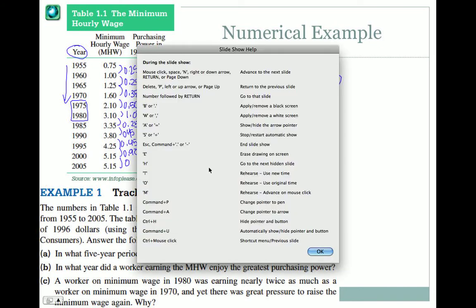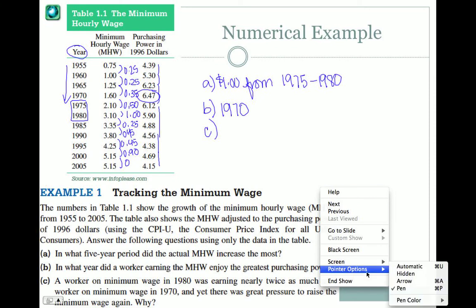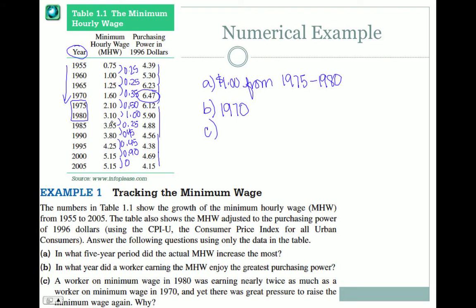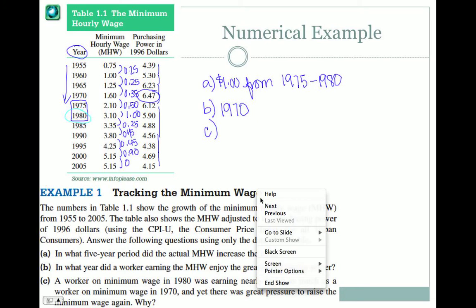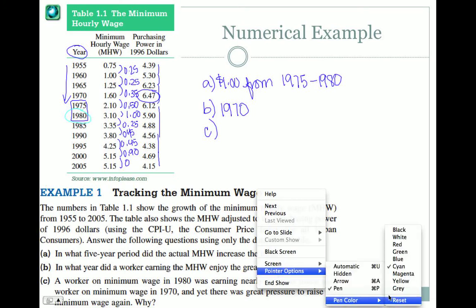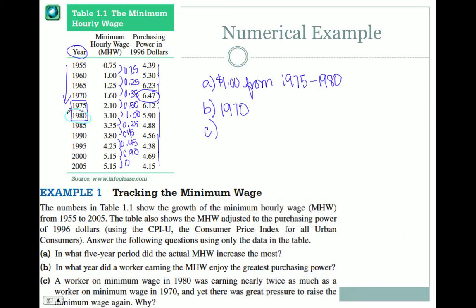Well, oops. Let me just change the color. So let's compare these two. We have 1980. No, that's not the color I wanted. So 1980. Let's look at the purchasing power. This was when we can see the purchasing power was really dropping.